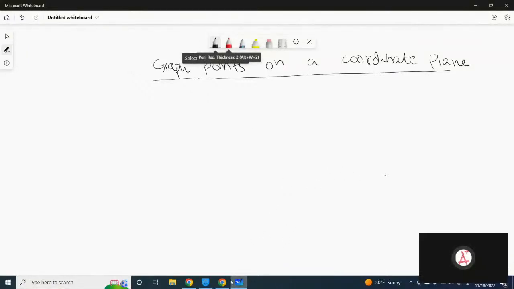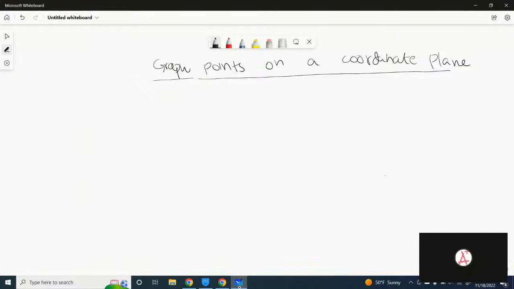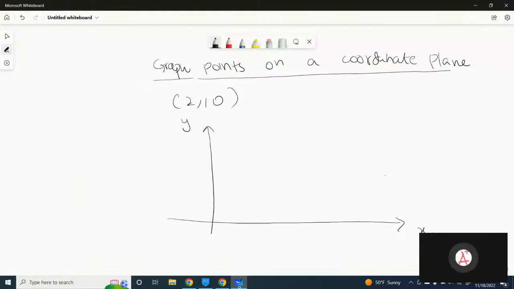Graph points on a coordinate plane. Okay, graph the point 2, 10 on the coordinate plane. You have a point 2 and 10. You have to plot the point on the coordinate plane. Got it? So this is the coordinate plane where you have an x-axis and the y-axis. The horizontal one is the x-axis and the vertical one is the y-axis. Got it? So the pair you are given is 2, 10.